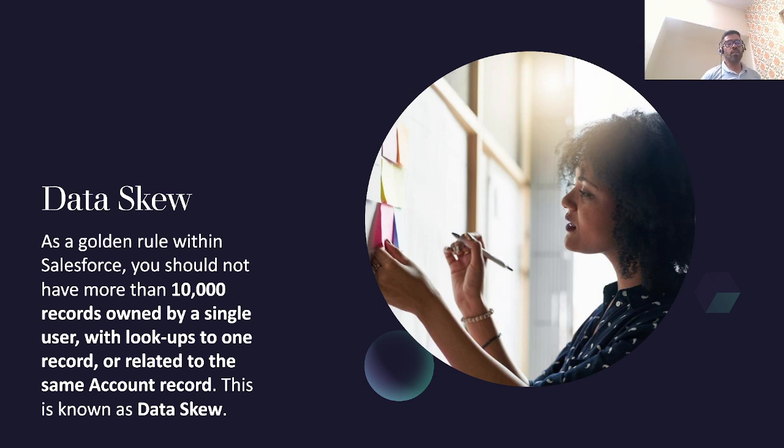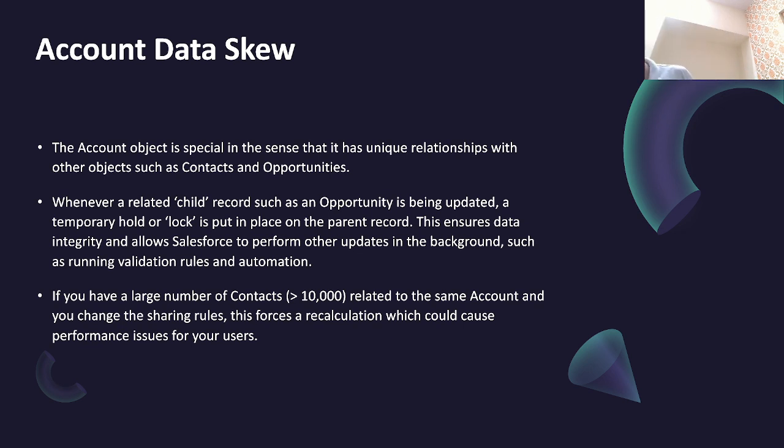As a golden rule within Salesforce, you should not have more than 10,000 records owned by a single user, single group, or a particular parent. Like in a lookup relationship, a parent should not hold more than 10,000 child records. One example could be an account. For example, one particular account should not have more than 10,000 contacts or opportunities under it. If such data is there in your org, this condition is known as data skew.